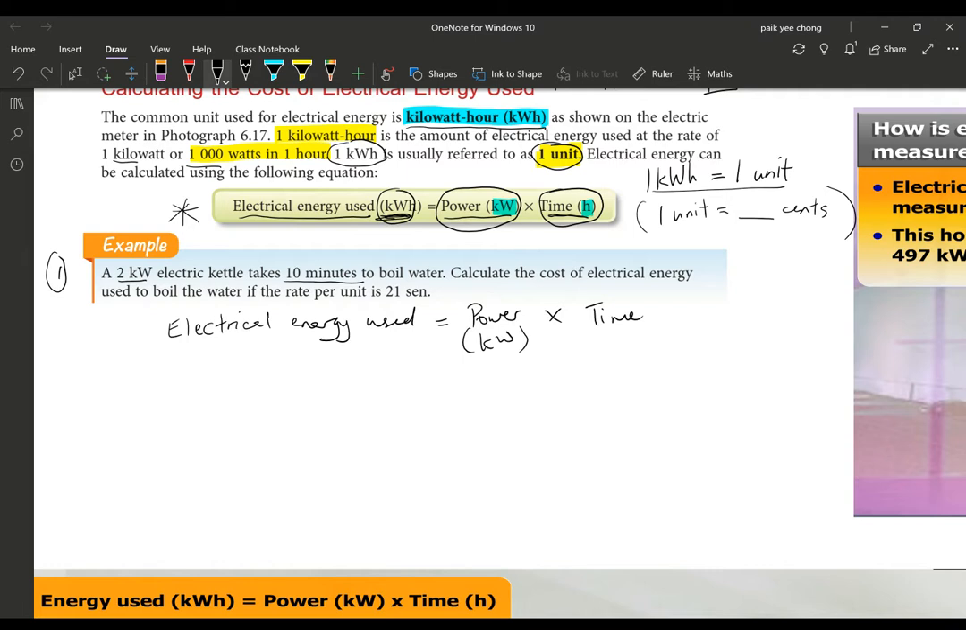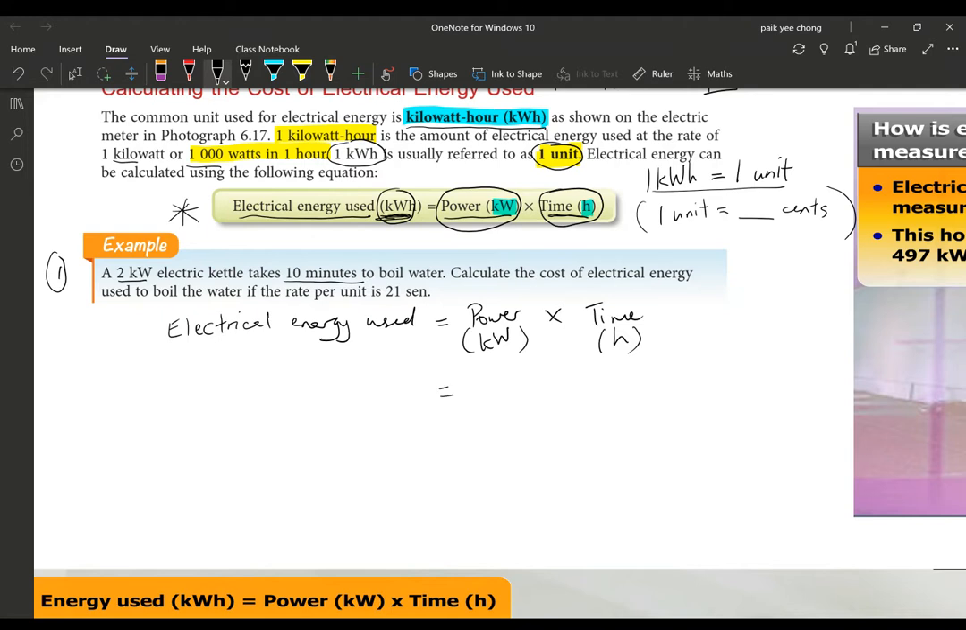It cannot be in watt. You have to change it to kilo. So if your question is in watt, W-A-T-T, you have to change to kilo. And for time, it has to be hour. So if your question comes in seconds or in minutes, you have to change to hour. Then you will have your answer in kilowatt hour.